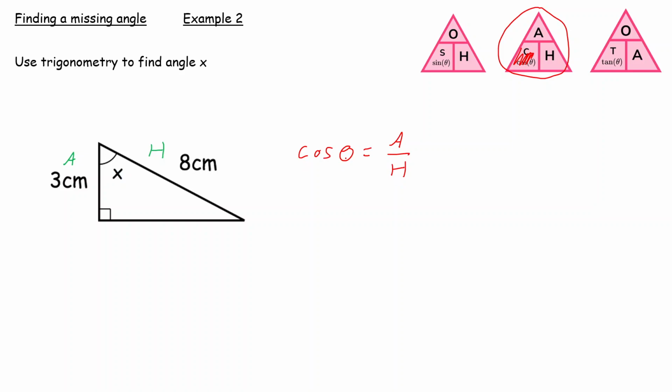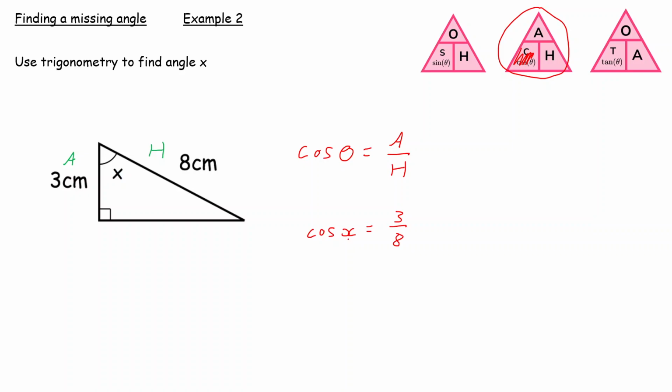So I've got cos of the angle. The angle I've called x here, that's what I'm trying to find. So I can write cos of the angle x is equal to my adjacent side. Adjacent side is 3, so 3 over the hypotenuse. Hypotenuse is 8, so 3 over 8, there we go.